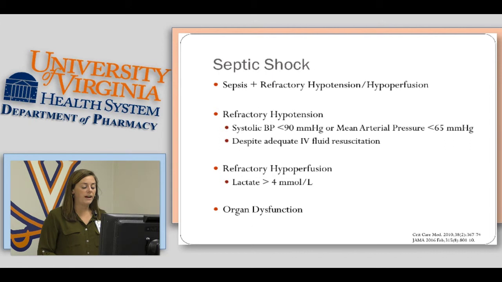And patients with refractory hypoperfusion can have a lactate value of greater than 4 despite fluid resuscitation, and this shows that the tissues and organs are not being perfused adequately in sepsis. And organ dysfunction can be seen in the kidneys and the liver, particularly in septic shock, and this is also due to a lack of perfusion to these organs. And hospital mortality can be on the upper end of 40% in patients who have septic shock.